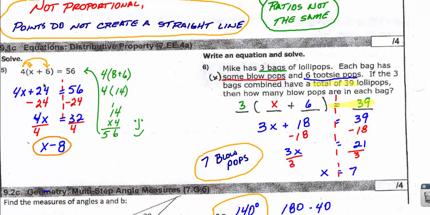So on number 5, here's your work. Do the rainbows, that's the distributive property. 4x plus 24 equals 56. Take away the 24. 4x equals 32. Divide by 4, the coefficient. X is equal to 8. And we could check it. We could put 8 in. 8 plus 6 is 14. 4 times 14, 56.